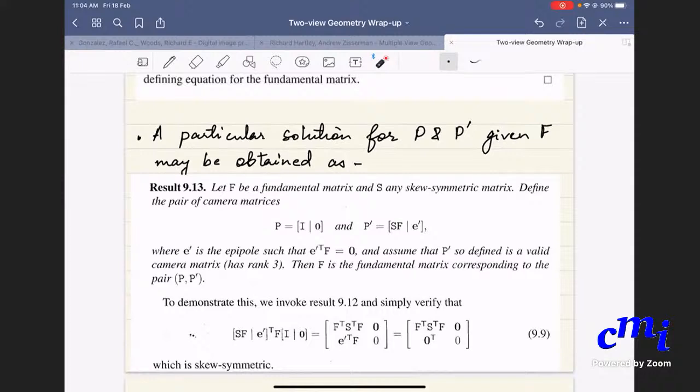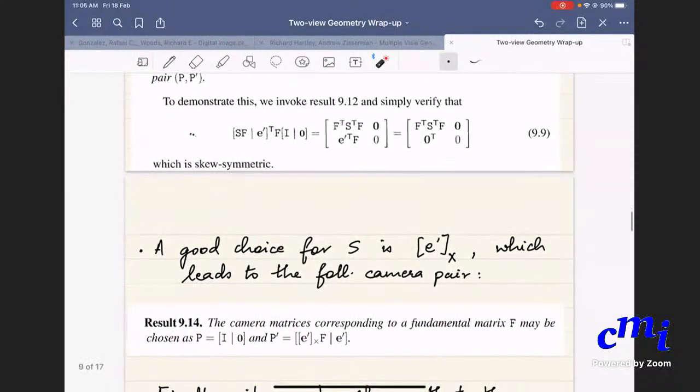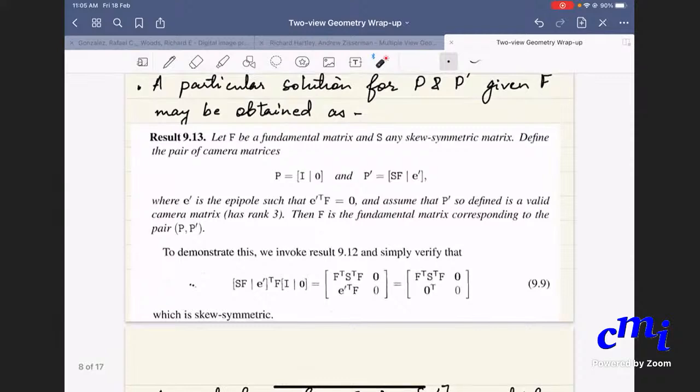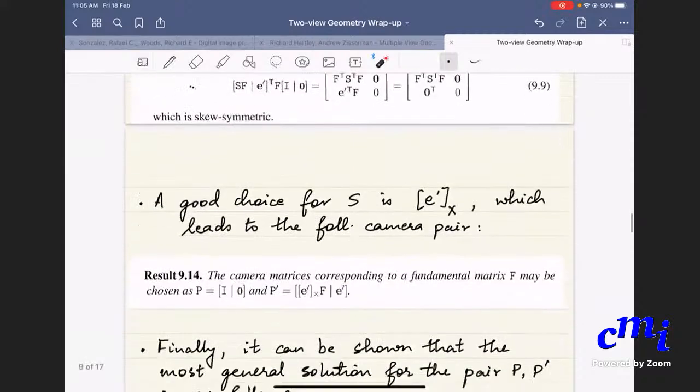Once you have a particular solution, then of course you can generate the entire family of solutions by applying any homography. So in this way, given a fundamental matrix F, we have gotten hold of a pair of camera matrices. There is of course some ambiguity, because everything is up to homography, so maybe we can say a few more things about it.